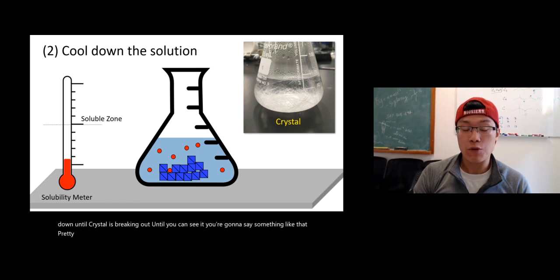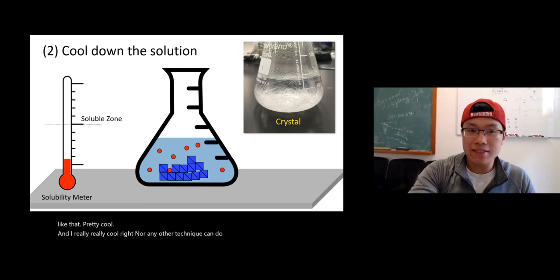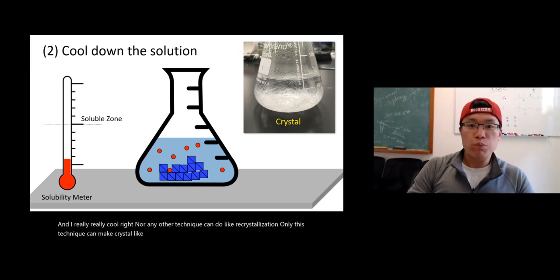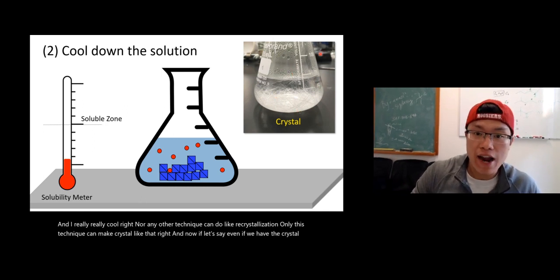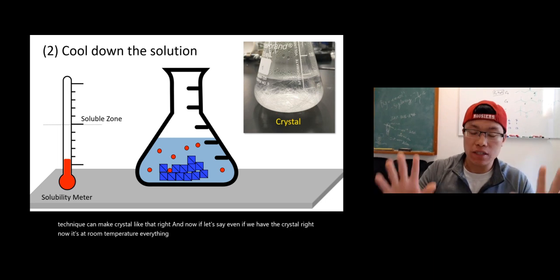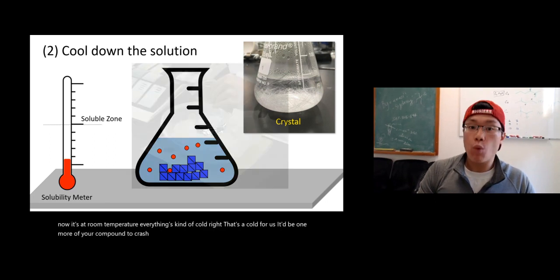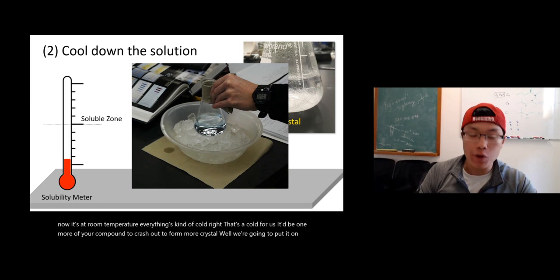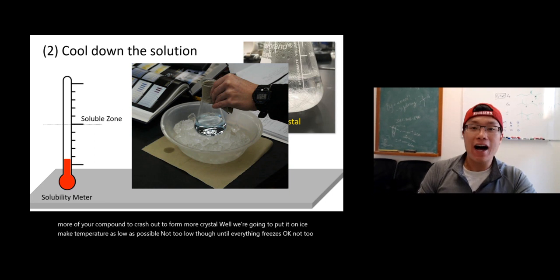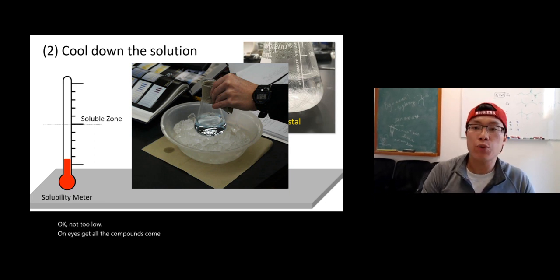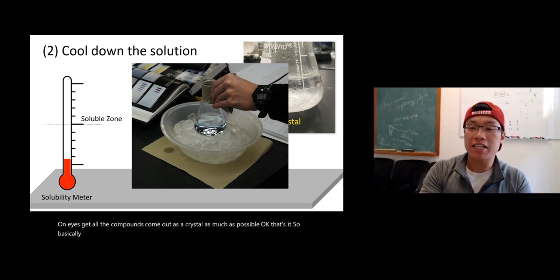Pretty cool. Really cool, right? No other technique can do it like recrystallization. Only this technique can make crystals like that, right? And now, even if we have the crystals, this right now is at room temperature, everything's kind of cold, right? That's cold for us. Okay. If we want more of your compound to crash out to form more crystals, well, we're going to put it on ice. Make the temperature as low as possible. Not too low though, until everything freezes. Okay, not too low. On ice, get all the compound to come out as crystals as much as possible. Okay, that's it. So basically, in this step, you just wait.